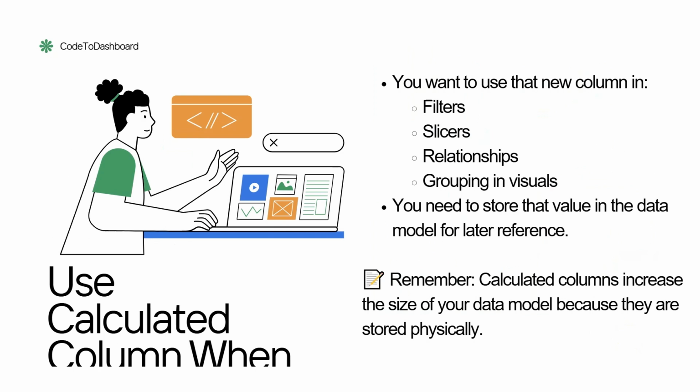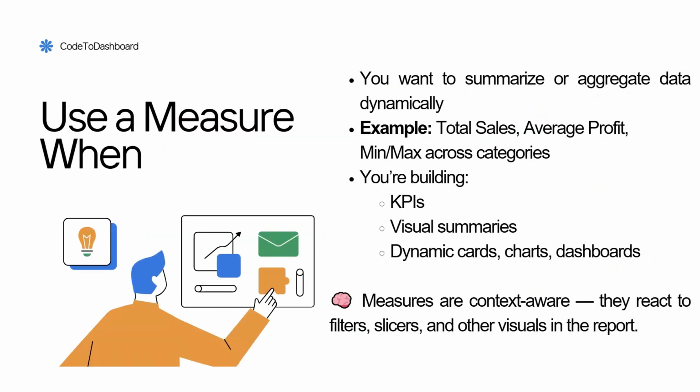Now let's talk about the measure. Use a measure when you want to summarize or aggregate data, especially in visuals like cards, charts, and KPIs. For example, if you want to calculate total sales, average profit, minimum and maximum sales across products, you should go with a measure. Measures are not stored in your table, are calculated dynamically, and they respond to filters and slicers automatically. This makes them much more efficient for reporting and dashboarding.